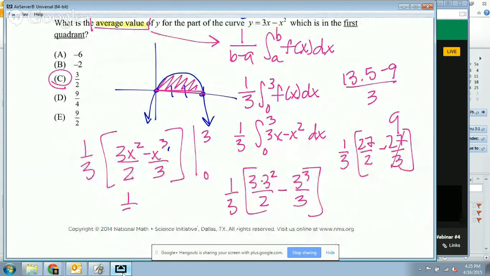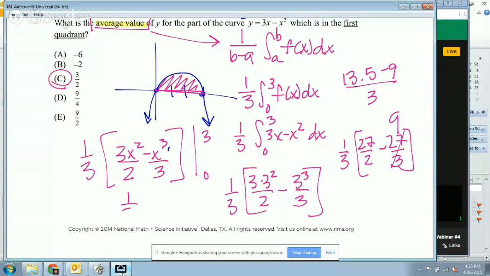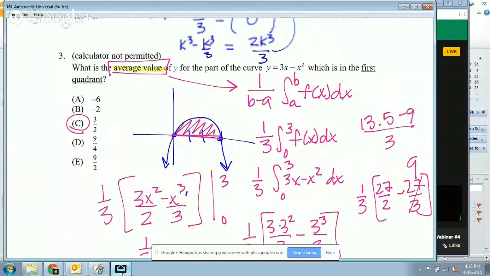3 times 3 squared. Oh, I think that I have this right. I have 108 times 9 minus 631. And so that is going to be equal to, hopefully I'm using my calculator, 13.5 minus 9 over 3, which is going to simplify to that 3/2. Okay, so 13.5 minus 9 is 4.5 divided by 3, so 9/2 times 1/3. It's going to give you that 3/2.